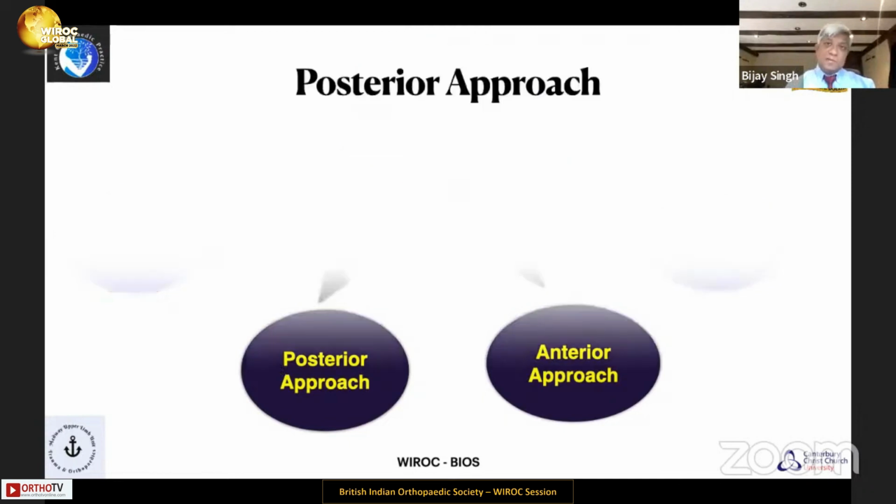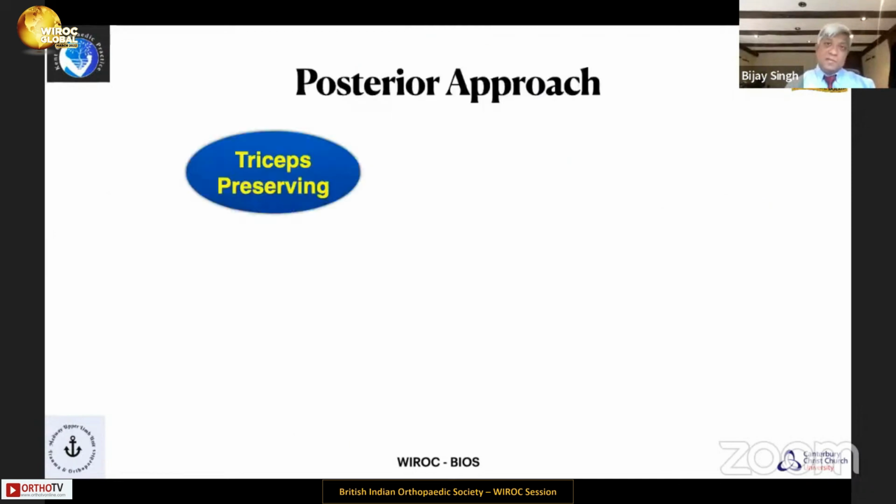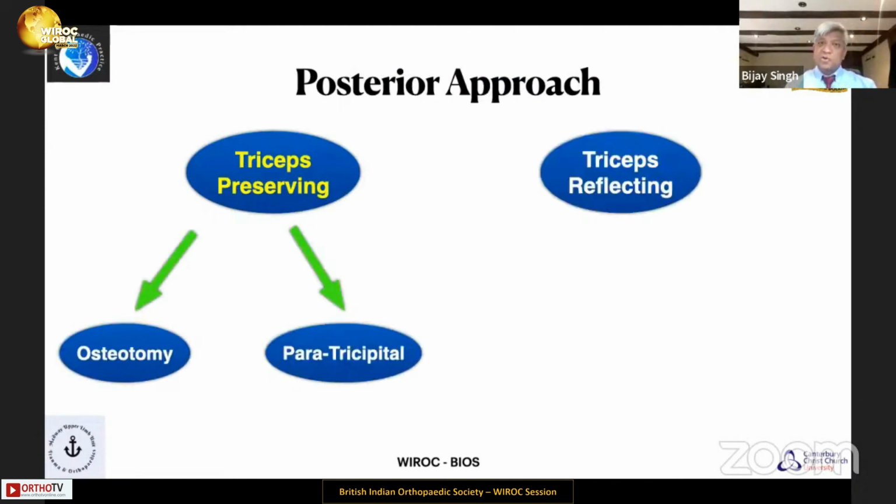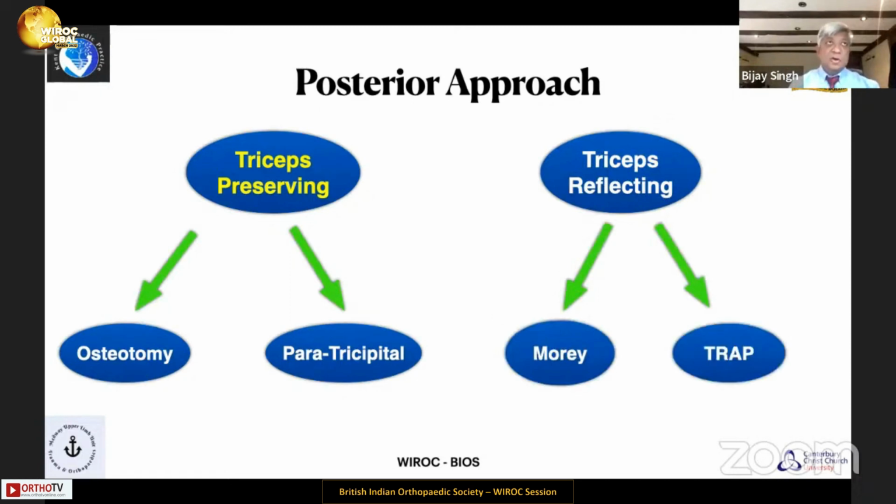And in the posterior approach, there are two broad groups: the triceps preserving, which could be based with an osteotomy, or a paratricipital approach, or a triceps reflecting, which, based on whether you go from the medial side or the lateral side, is the Mori approach or the Trap approach. I'm not going to go into details of these, as these are easily available for people to see.